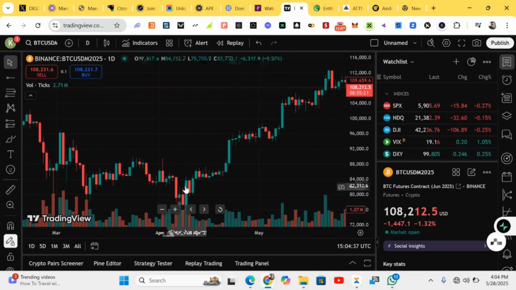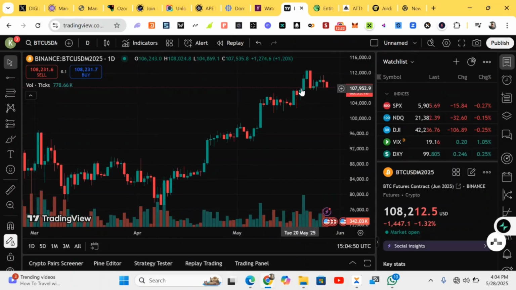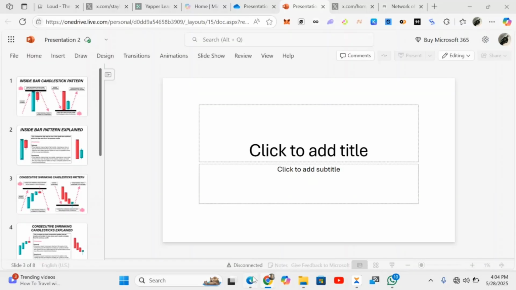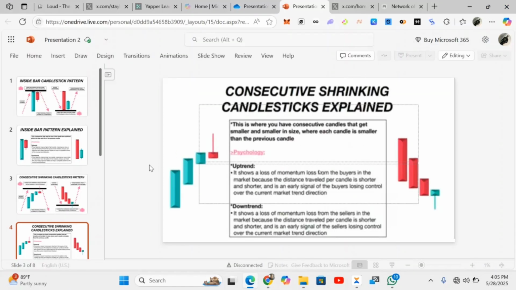Then the buyers, with the big bullish candle over here, took control. It came to this height, and it was still going, and it's still going till now. So you can see it. That's basically what I'm trying to show you guys over here, that's what we're talking about.